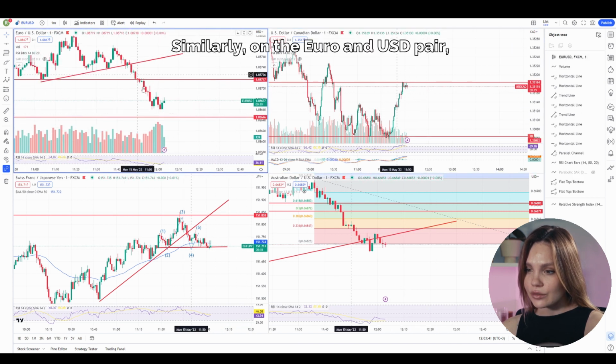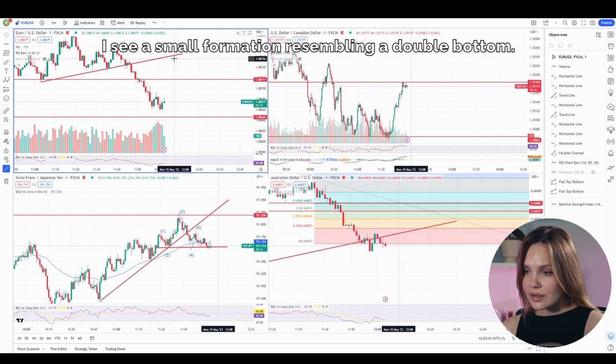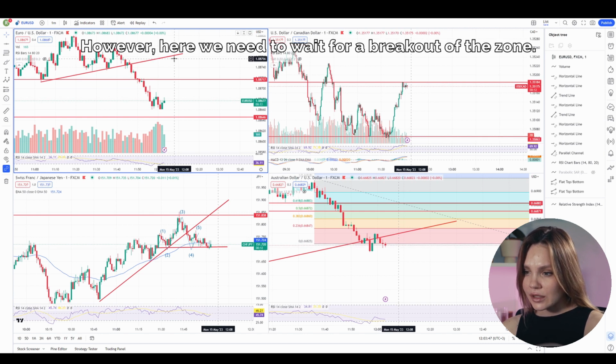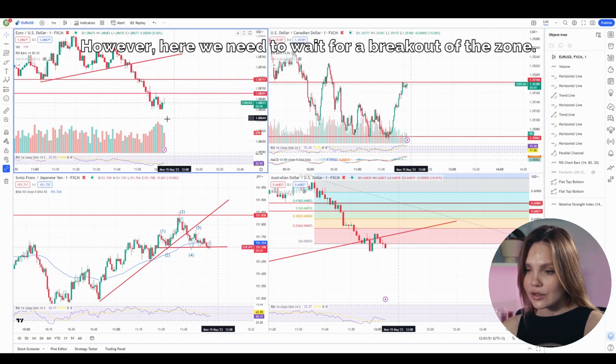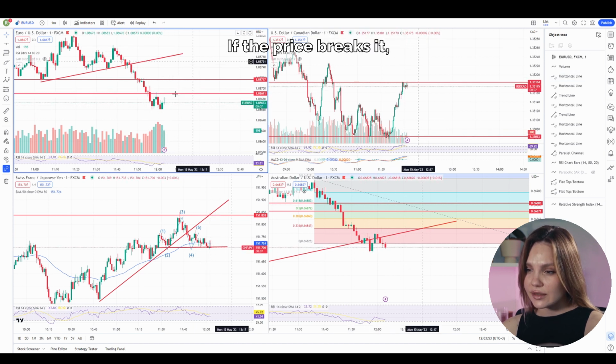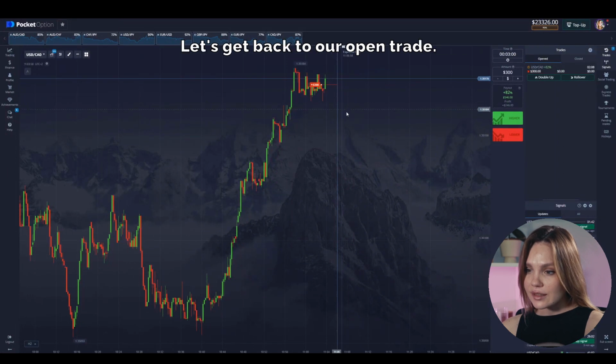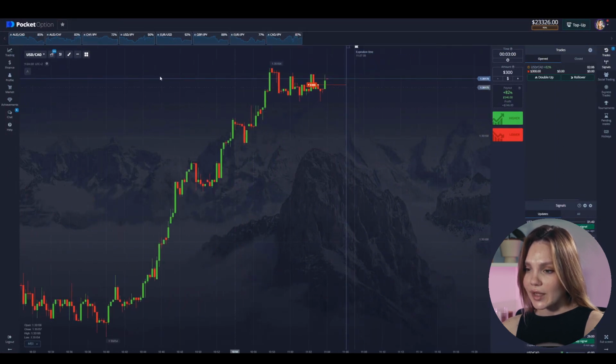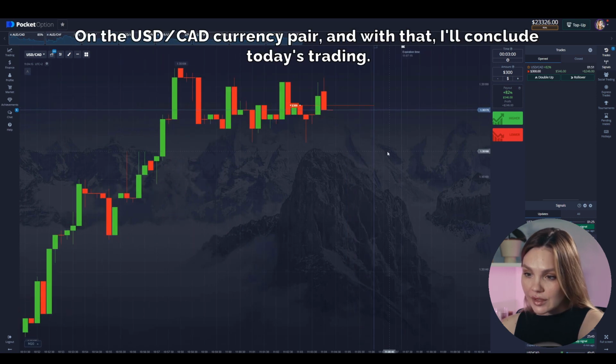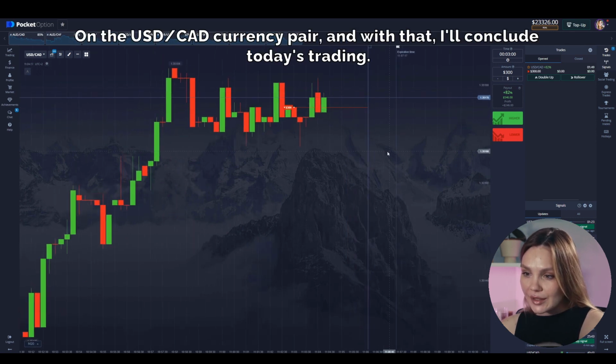Similarly, on the Euro and USD pair, I see a small formation resembling a double bottom. However, here we need to wait for a breakout of the zone. If the price breaks it, then we can consider placing a long position accordingly. Let's get back to our open trade. I have 2 minutes left to wait on the USD and Canadian dollar currency pair, and with that I'll conclude today's trading.